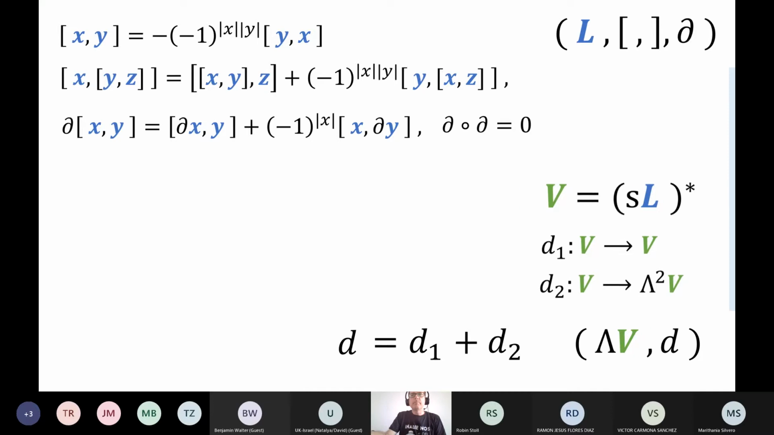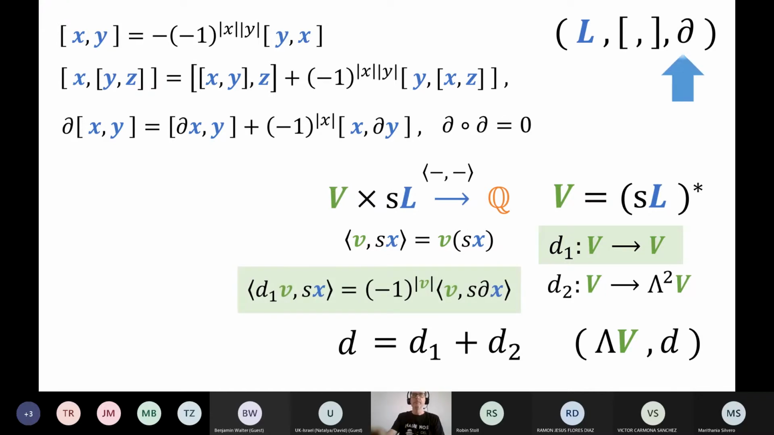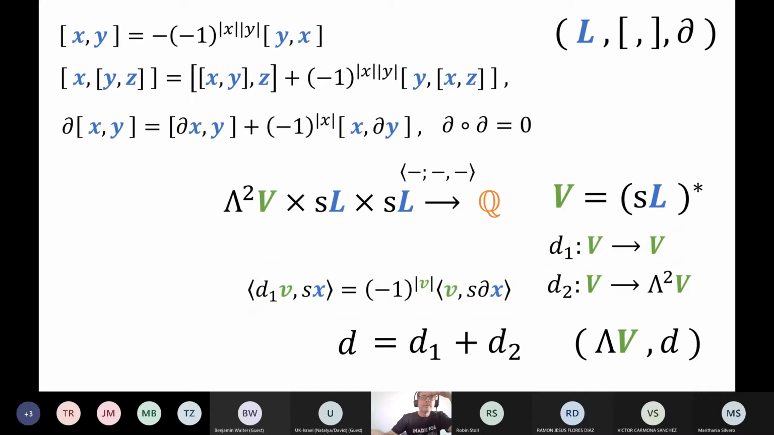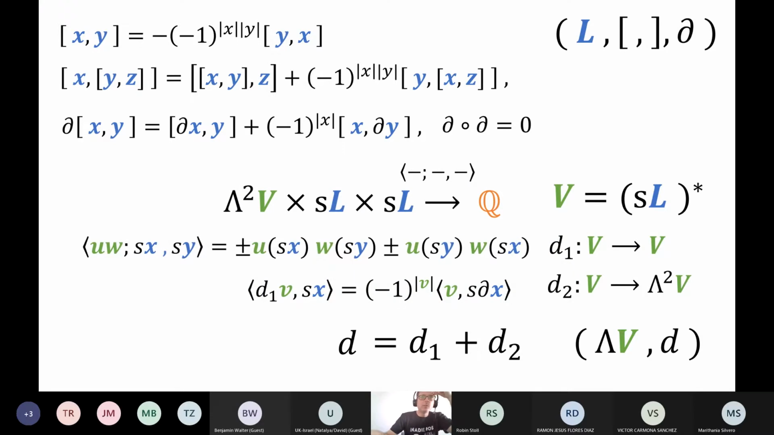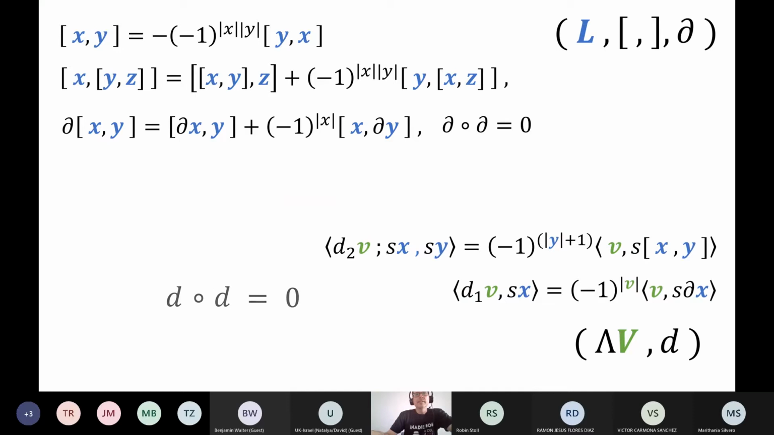Now we have a pairing, and we can define D1 in terms of the differential of the DGL using this pairing. We can also extend this pairing to this map and define D2 in terms of the Lie bracket in this way. So we have defined these two parts of the differential, D1 and D2, but we have to check that this is in fact a differential.